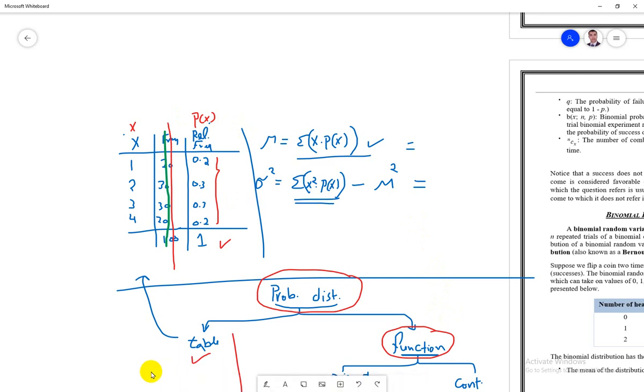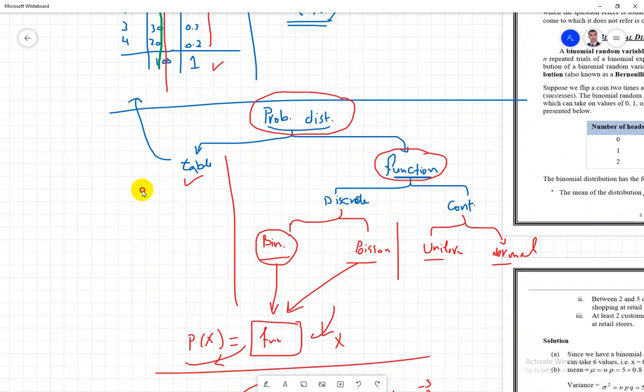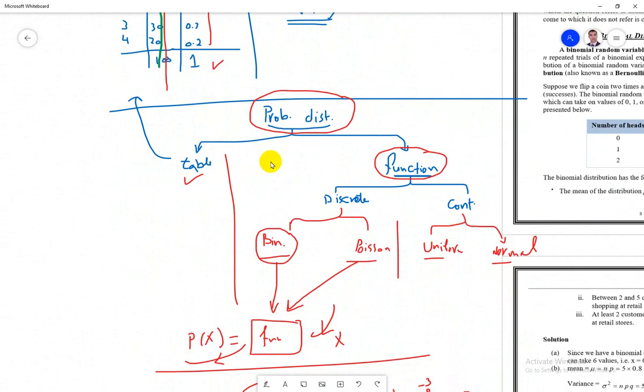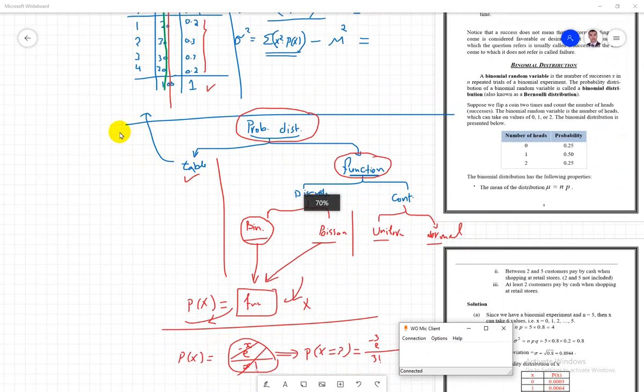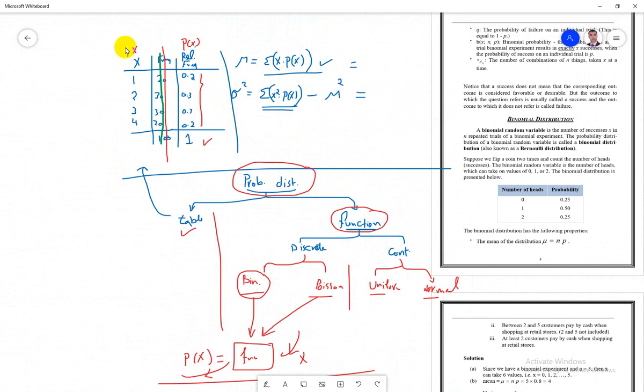Now I'll give you a map for the probability distribution. In general, the probability distribution can be given in two classifications. First, we can have the probability distribution as a table, very similar to last lecture, where we have x and the probability of x in one table, and two conditions are satisfied. The second classification is the probability distribution as a function. So first you have a table, as we had now, and second, a function.